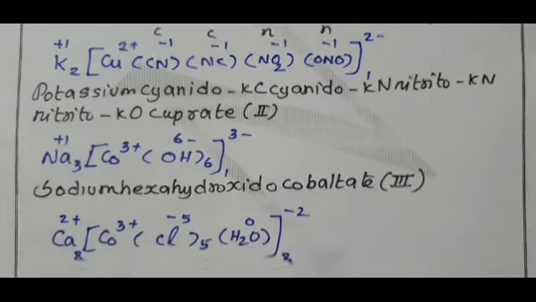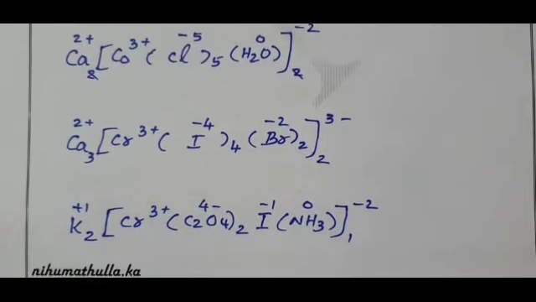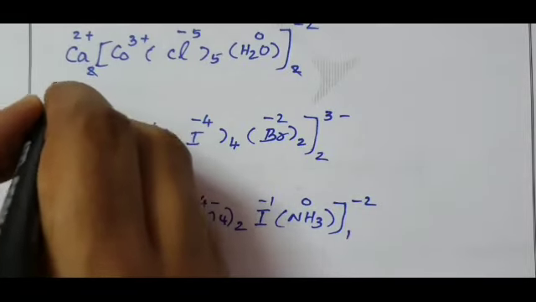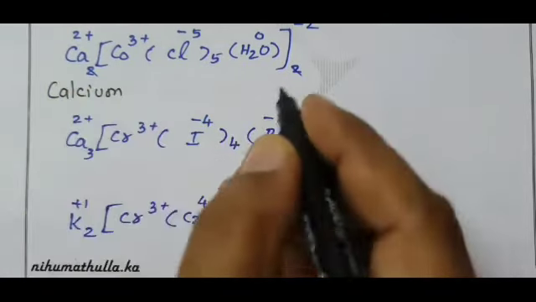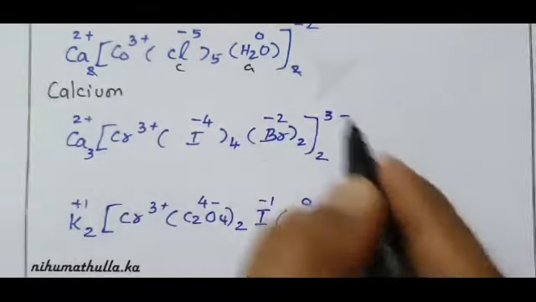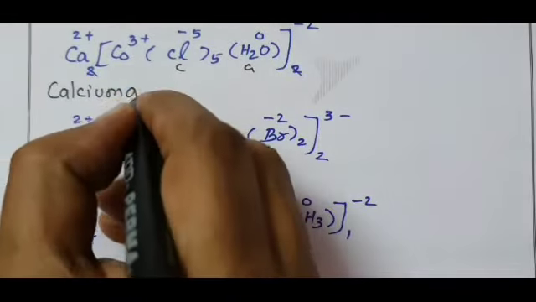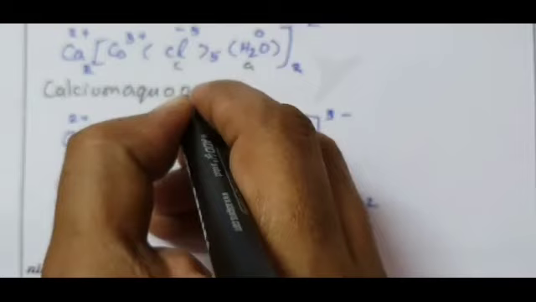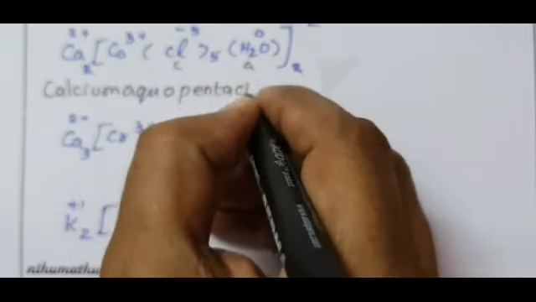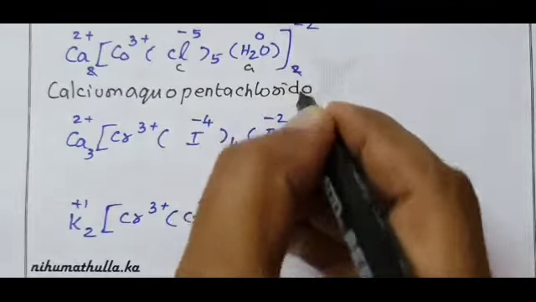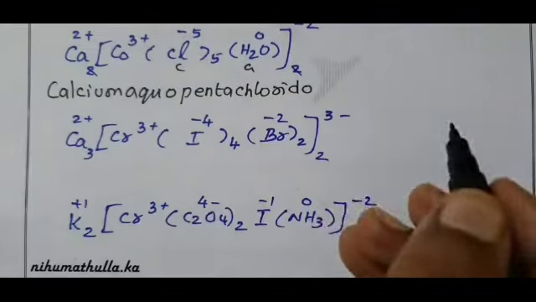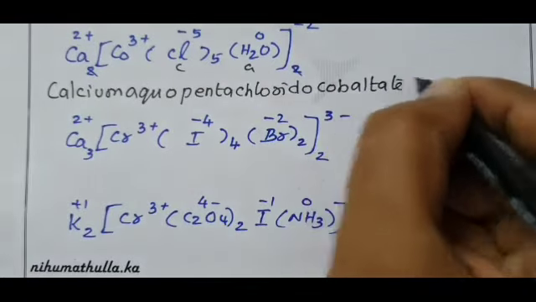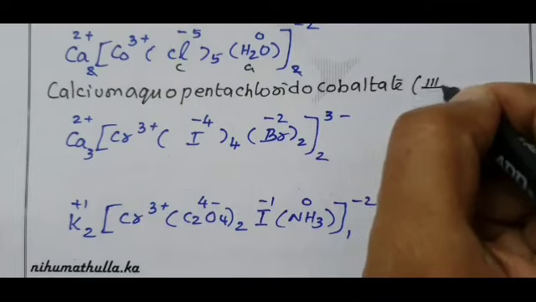Come to other 3 complexes in this paper. So one is, cation is our calcium, starting with the caps, calcium. We have chlorido and aqua. A is first, therefore aqua. How many chlorido? 5 chlorido. So pentachlorido. Cobalt anionic complex, so the name ends with ate, cobaltate. Oxidation state of cobalt in this complex is 3.